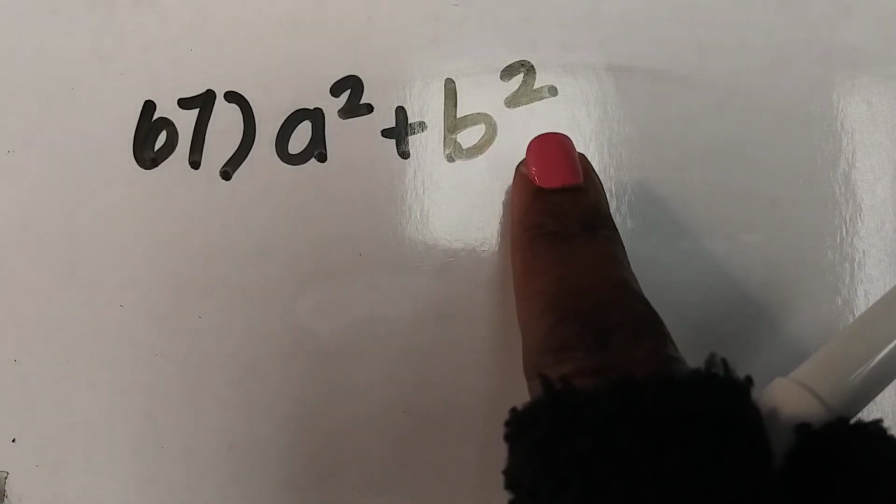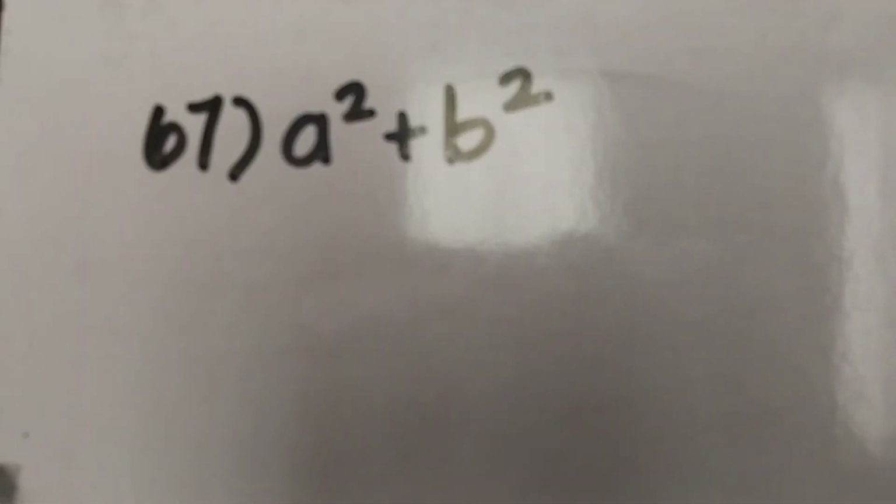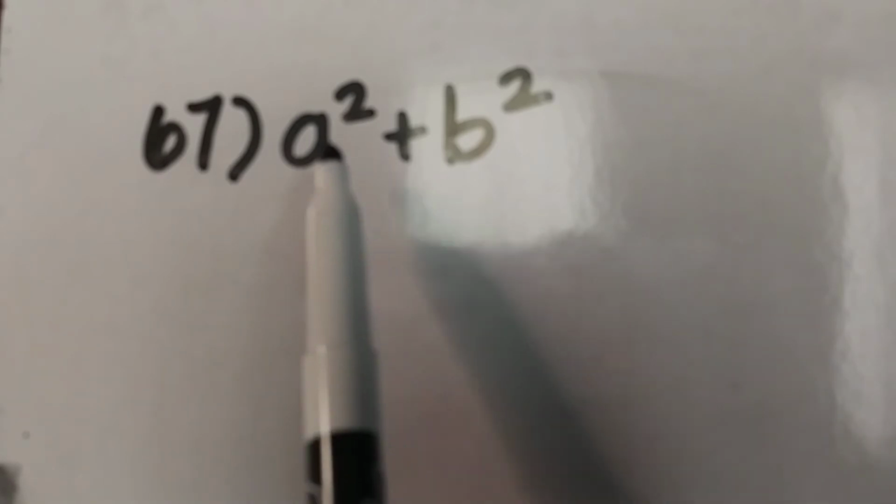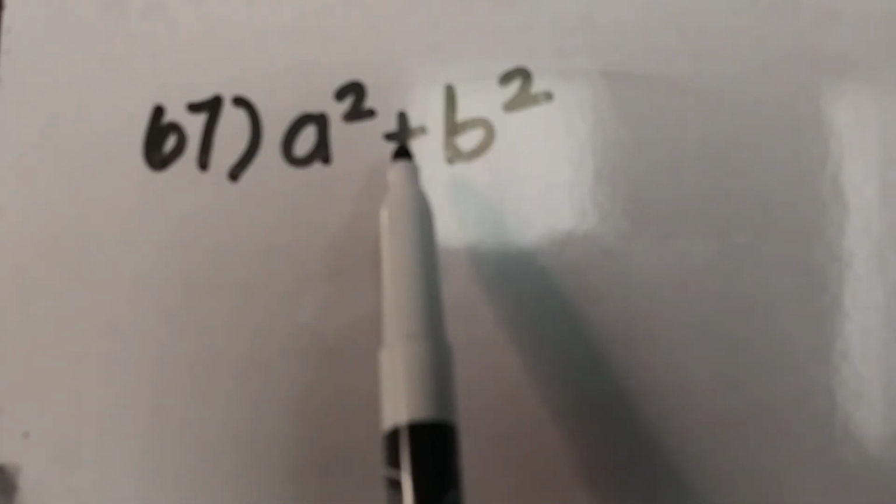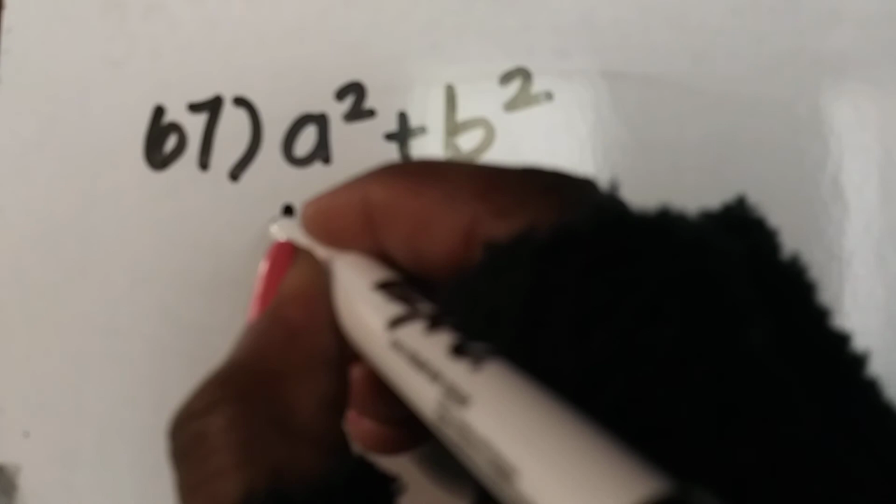So if I look at a squared plus b squared, do we have a greatest common factor? We do not. And it says polynomials that do not factor are called prime polynomials. So because this does not have a GCF and it's an addition, it is prime. I cannot break this down.